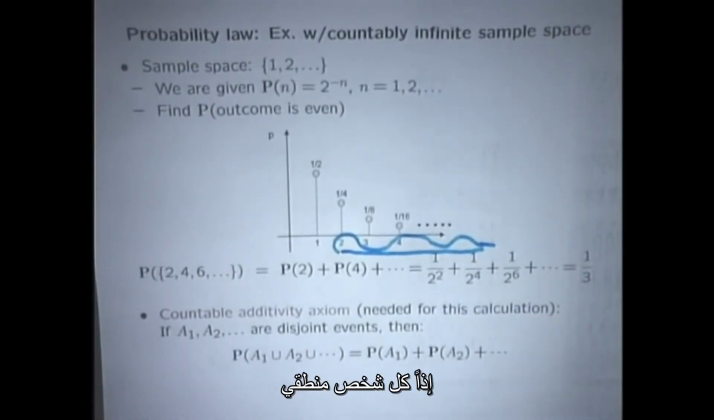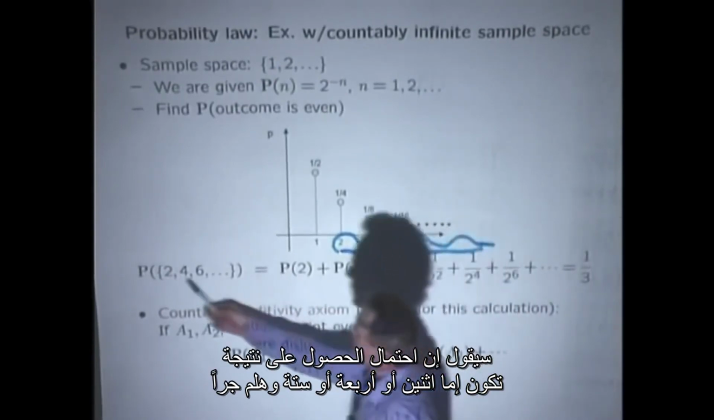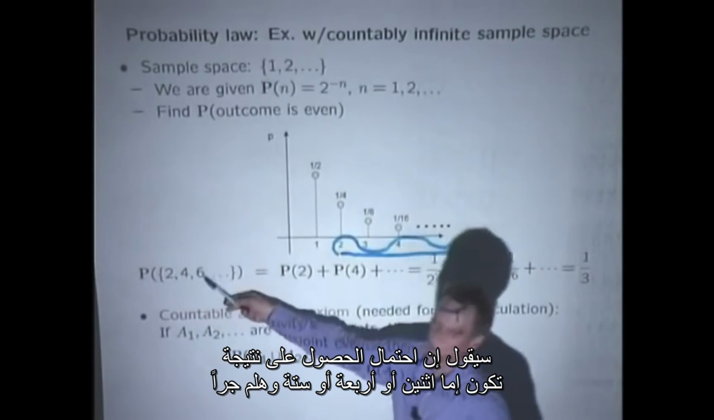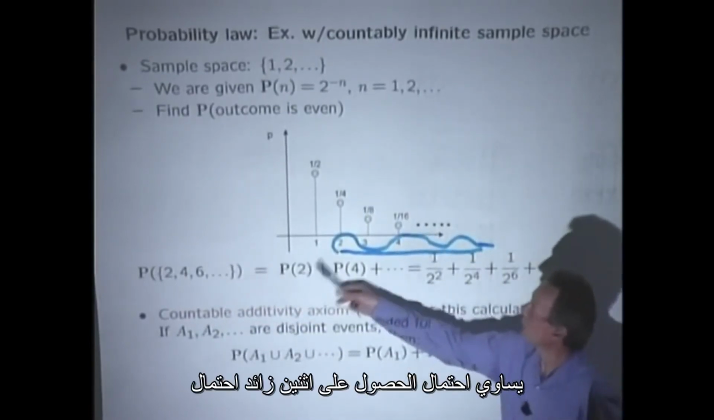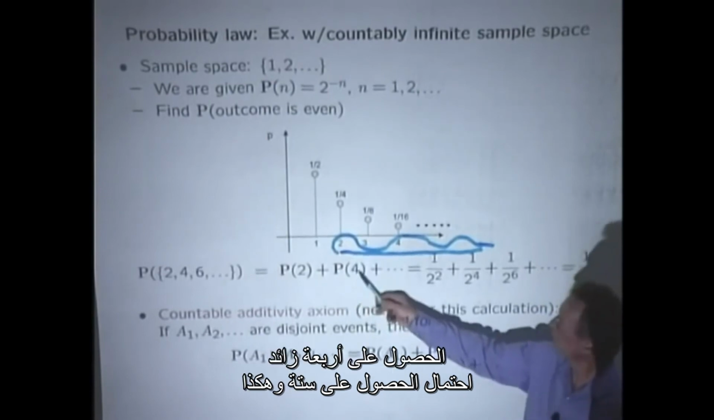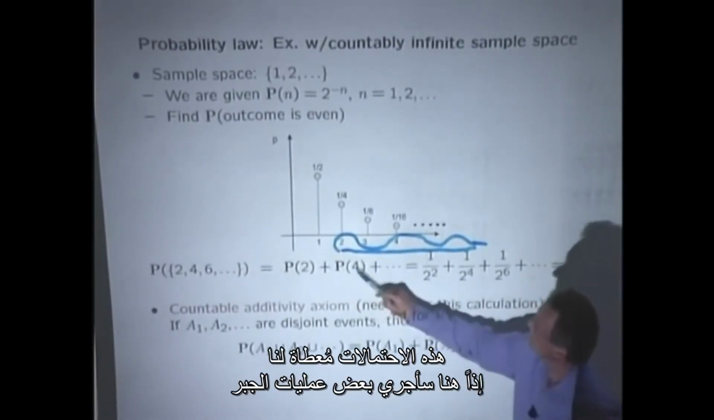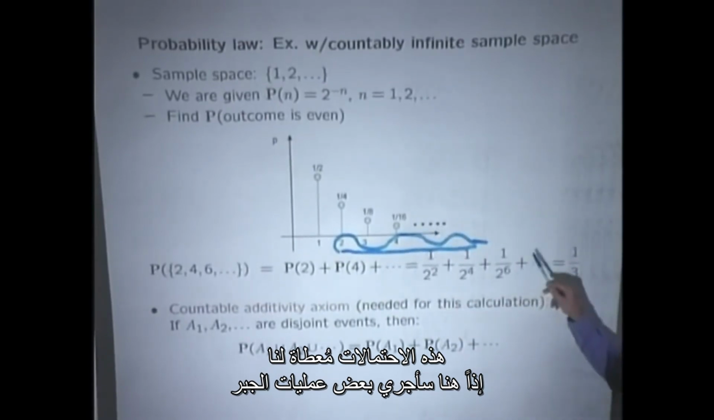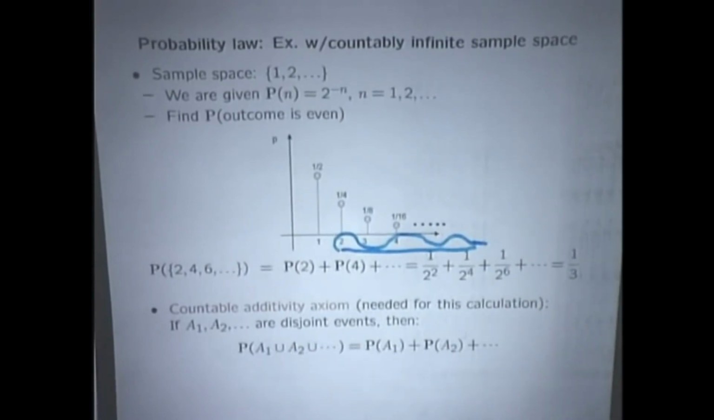So any reasonable person would say, well, the probability of obtaining an outcome that's either 2 or 4 or 6 and so on is equal to the probability of obtaining a 2 plus the probability of obtaining a 4 plus the probability of obtaining a 6 and so on. These probabilities are given to us. So here I have to do my algebra. I add this geometric series and I get an answer of 1/3. That's what any reasonable person would do.